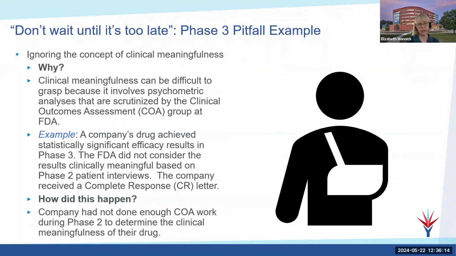Example, a company's drug achieves statistically significant efficacy results in phase 3. The FDA did not consider the results clinically meaningful based on phase 2 patient interviews, and the company received a complete response letter, which is a rejection of their marketing application. How did this happen? The company had not done enough clinical outcomes assessment work during phase 2 to determine the clinical meaningfulness of their drug. Next.